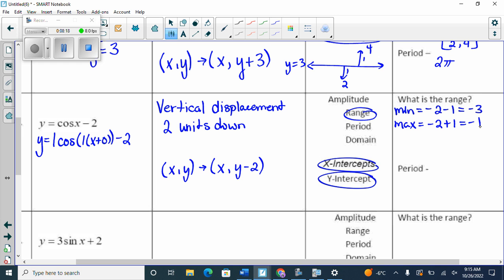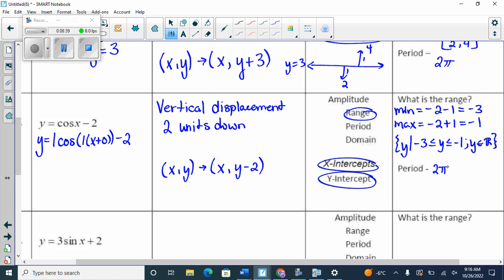All right. So the range, if we do it in set notation this time, would be negative 3 is less than or equal to y is less than or equal to negative 1. And I told you that we breathe from the y, and that's why they're the same direction. And the period in radians would be 2 pi.